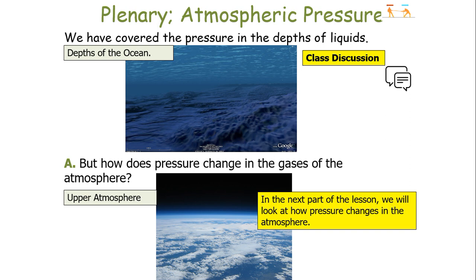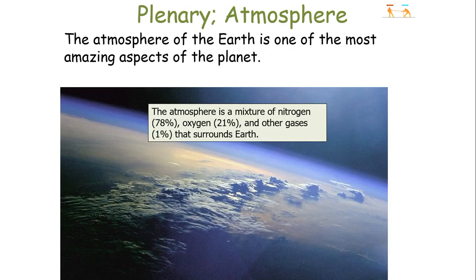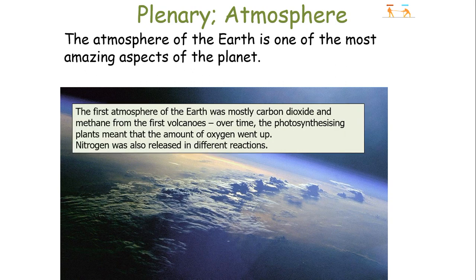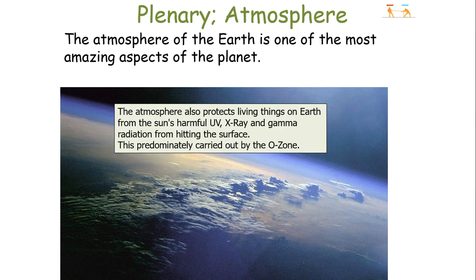Now, we've covered pressure in the depths of liquids, but how does pressure change in the gases of atmospheres? So we're going to look at how pressure changes in the atmosphere. Now, the atmosphere of the Earth is one of the most amazing aspects of the planet. It's a mixture of nitrogen, oxygen, and other gases. The first atmospheres of the Earth were mostly carbon dioxide and methane from the first volcanoes, but over time, photosynthesizing plants meant that the amount of oxygen went up and nitrogen was also released in different reactions.